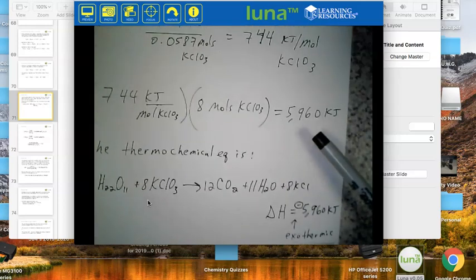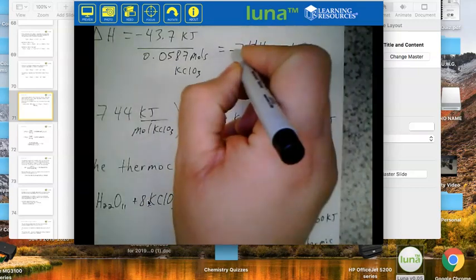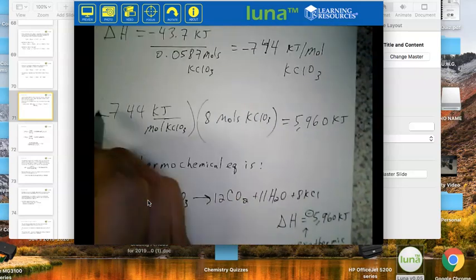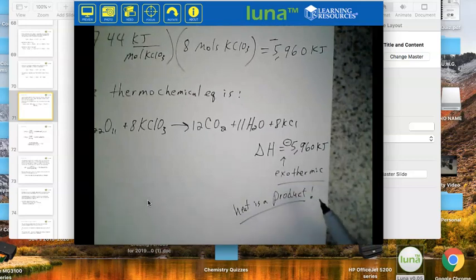Why is it negative? Well, here technically this should be negative. Negative divided by positive is a negative, so that's negative. I basically didn't carry it through. And so here you see a negative value for the reaction. It's exothermic, and that's because heat's a product.